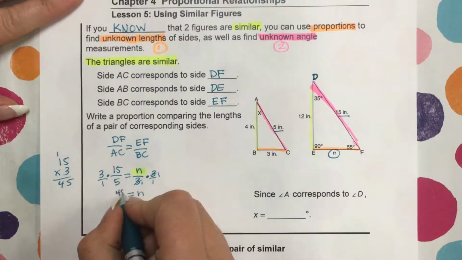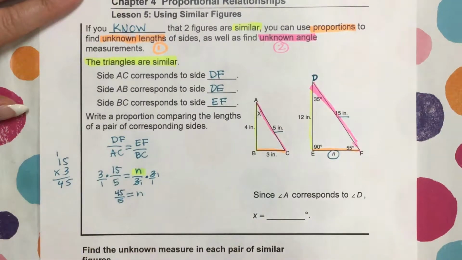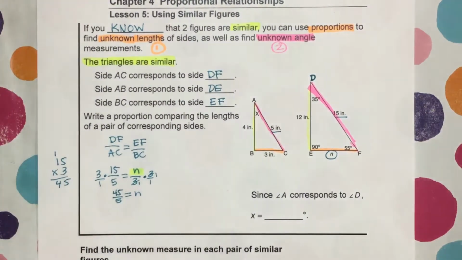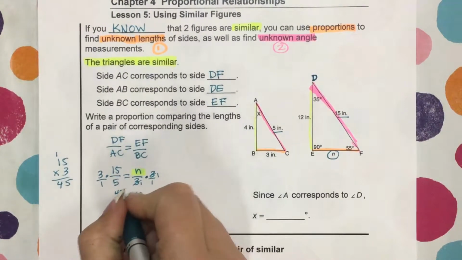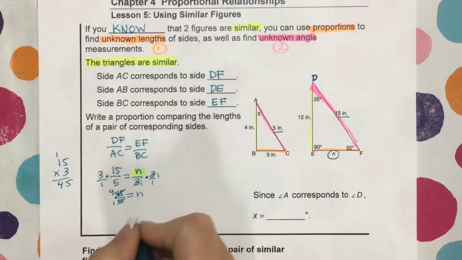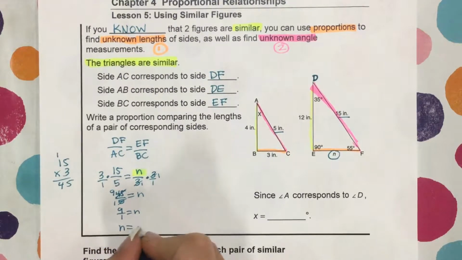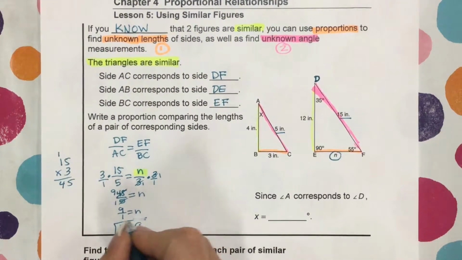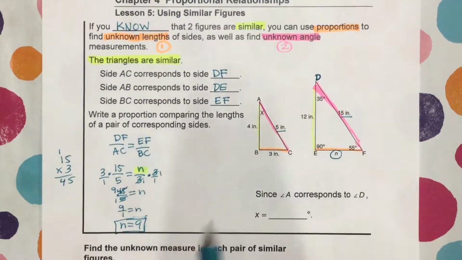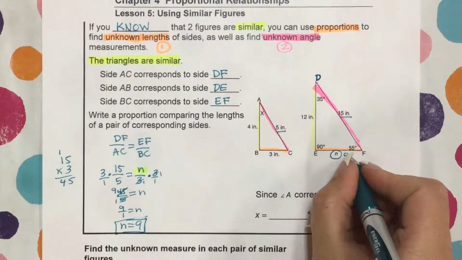So that's going to be 45 over 1 times 5 is 5. And then I'm going to reduce this. 45 and 5. 5 goes into 45, it also goes into 5. 5 goes into 45 9 times. 5 goes into 5 1 time. So I end up with 9 over 1 equals 9, or n equals 9, which is the same thing. So that's how we use proportions to find the values of unknown sides. So the unknown side here would be 9.